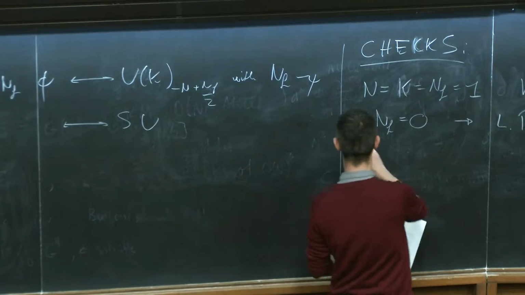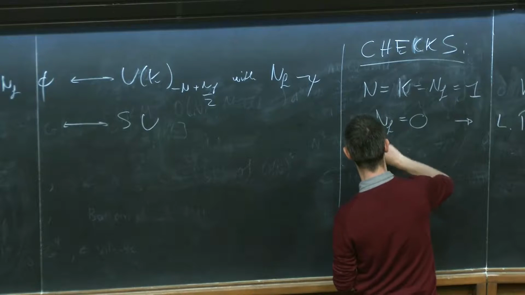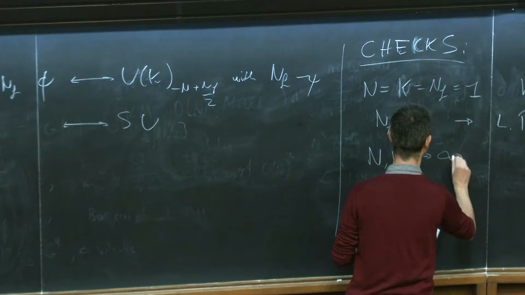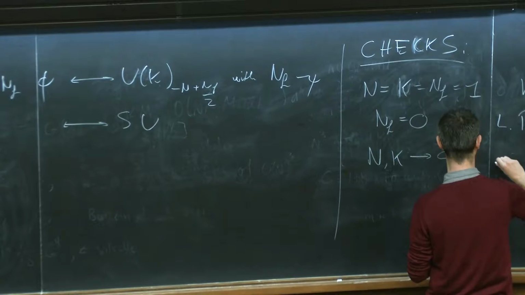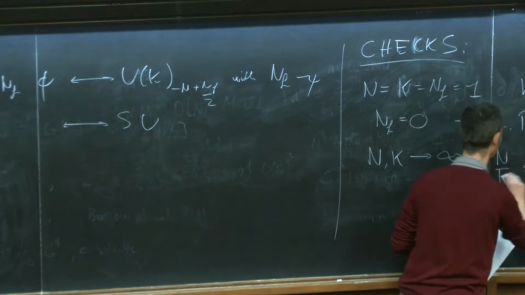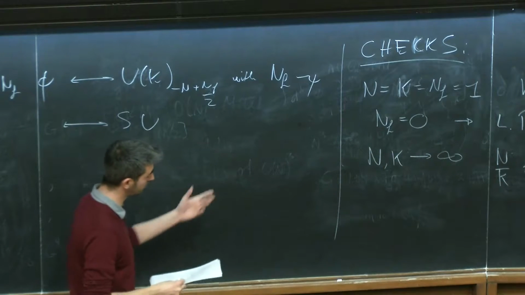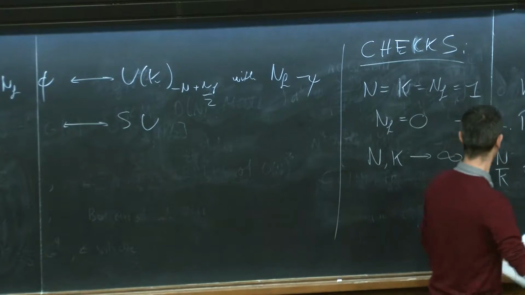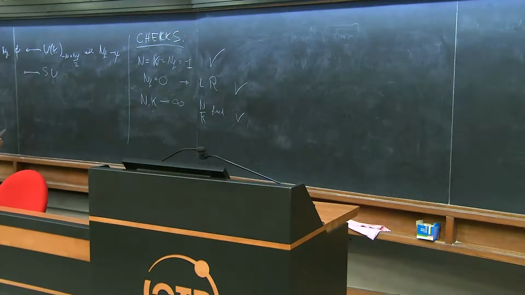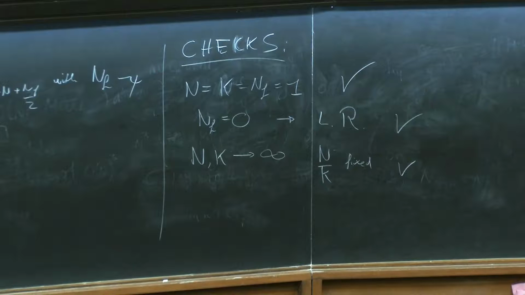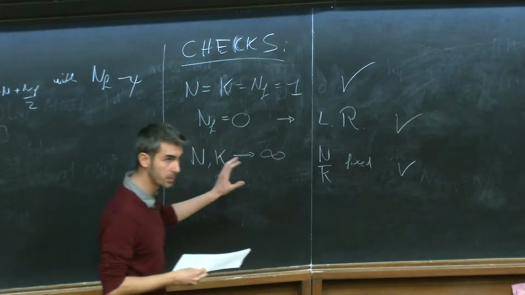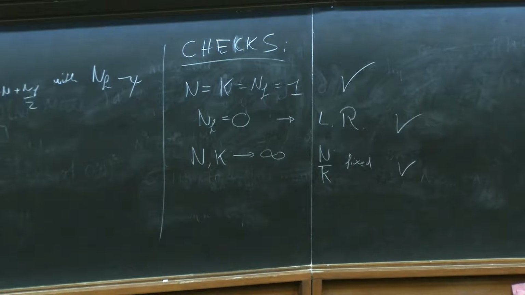Then I just briefly mentioned the fact that one can consider the case in which n and k go to infinity, so very large, with n over k fixed. This is the 't Hooft limit. And here also one can do very nice computations of correlation functions, both at leading order and subleading order, although it's more difficult, and they match.